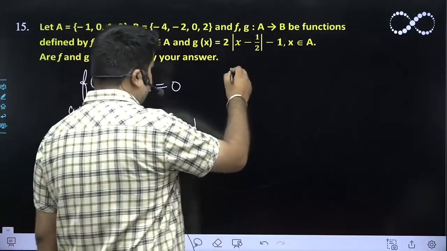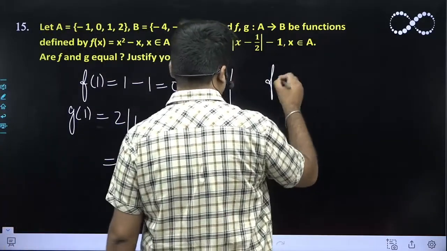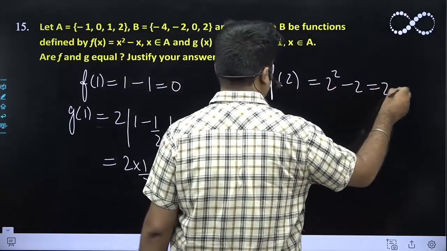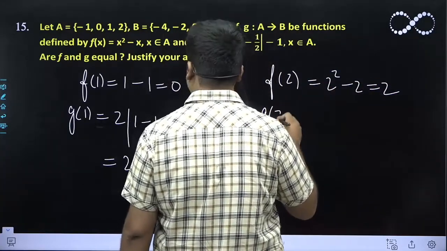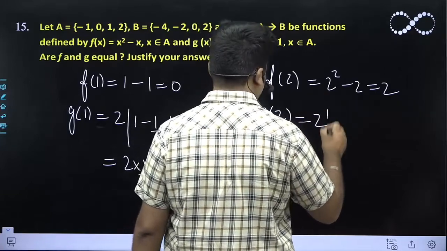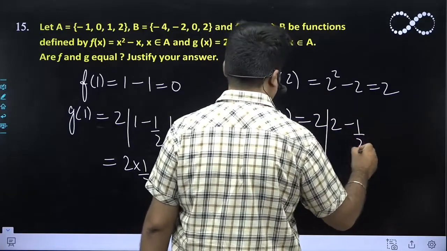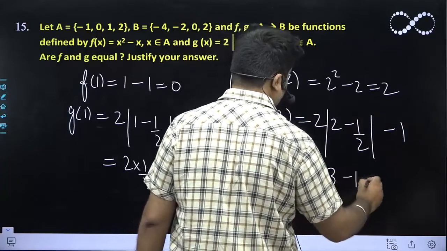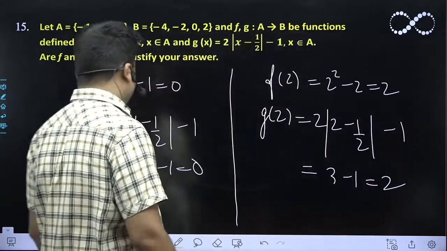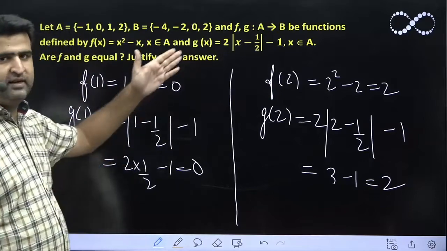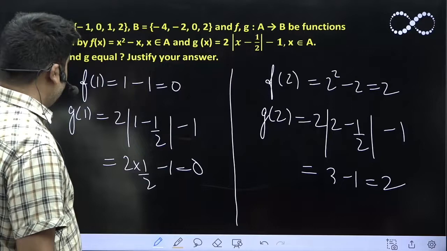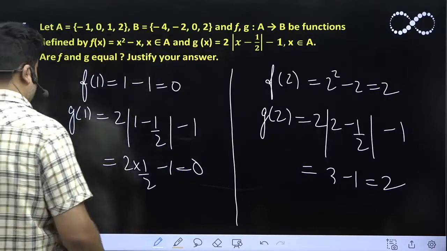Now let's check for 2. What is f of 2? 2 square minus 2 is equal to 2. What is g of 2? 2 times 2 minus half, minus 1, 3 minus 1, 2. So therefore f of 1 is equal to g of 1, f of 2 is equal to g of 2. All the values are equal, therefore f and g are both equal functions.